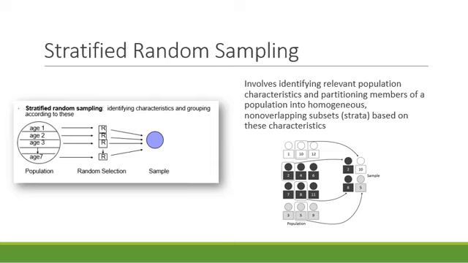There's another called stratified random sampling. This involves identifying relevant population characteristics and partitioning members of a population into homogeneous, non-overlapping subsets based on these characteristics. Sounds a lot like block randomization.